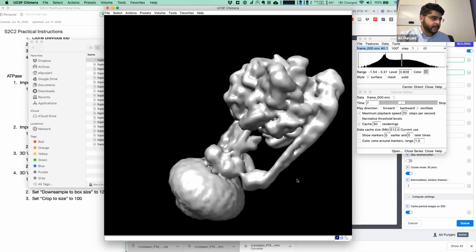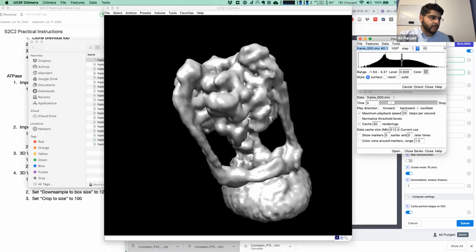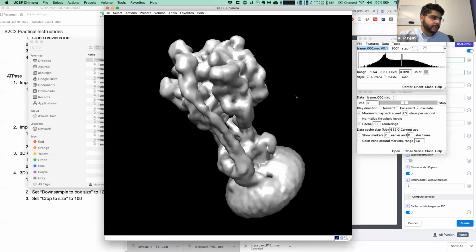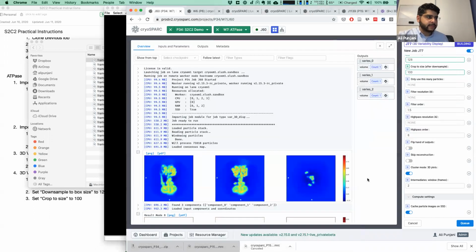We can see that from different directions. We can also change the thresholds and see it in more or less detail, as you wish. All the instructions for how to do this visualization are all available.